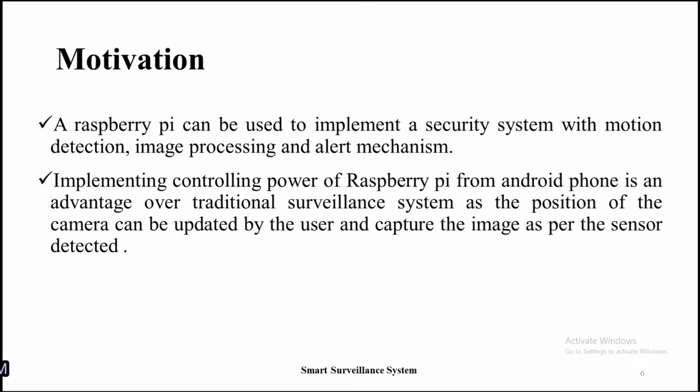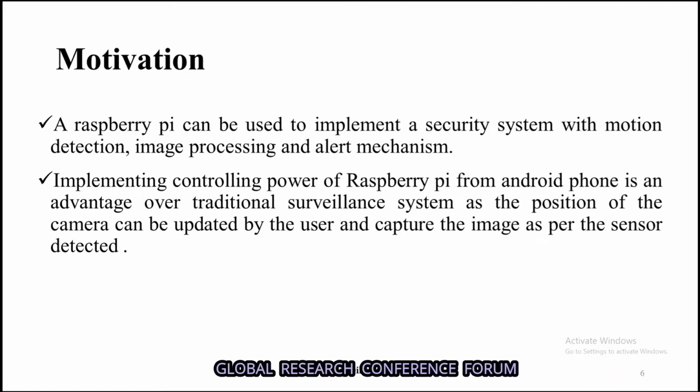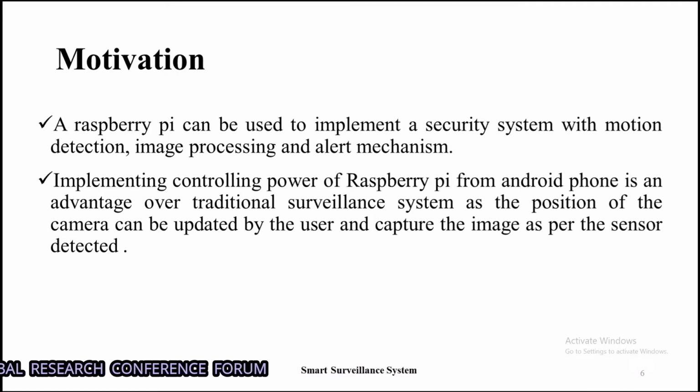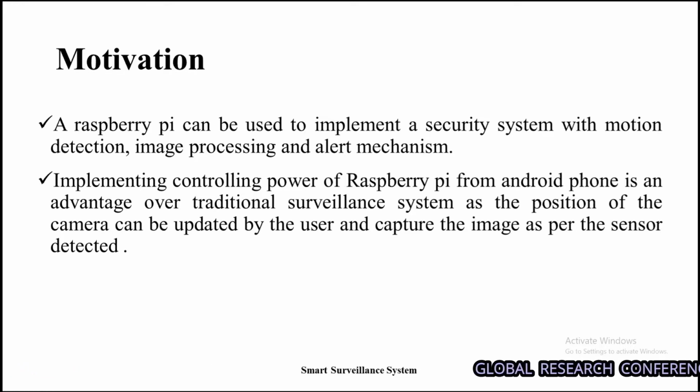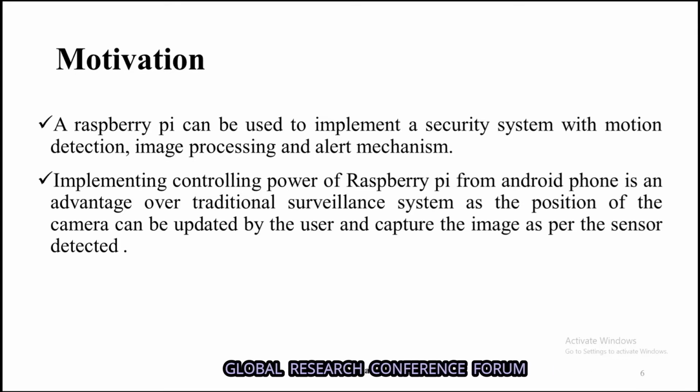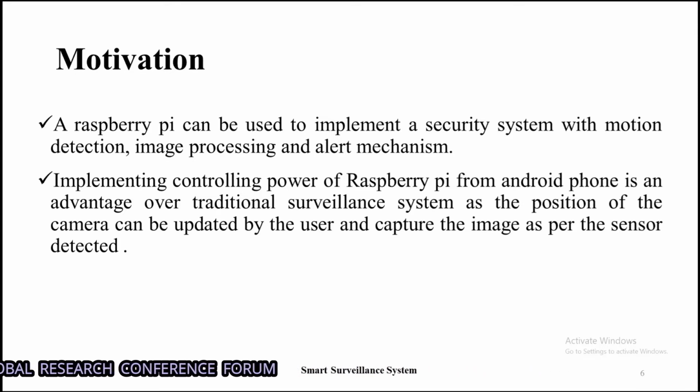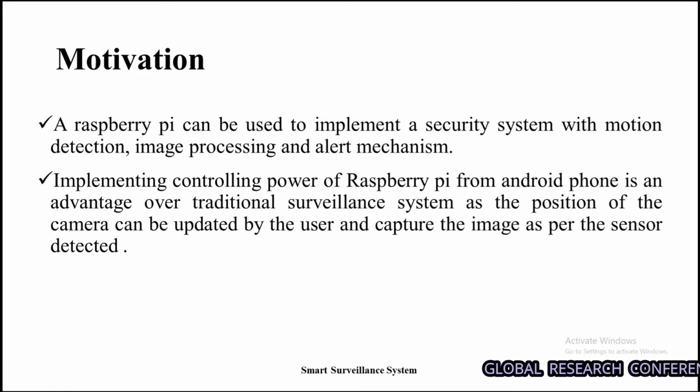Motivation. Raspberry Pi can be used to implement a security system with motion detection, image processing, and an alert mechanism. Controlling the Raspberry Pi from the Android phone can be done from anywhere, and the position of the camera can be updated by the user to capture the image as per the sensor detection.